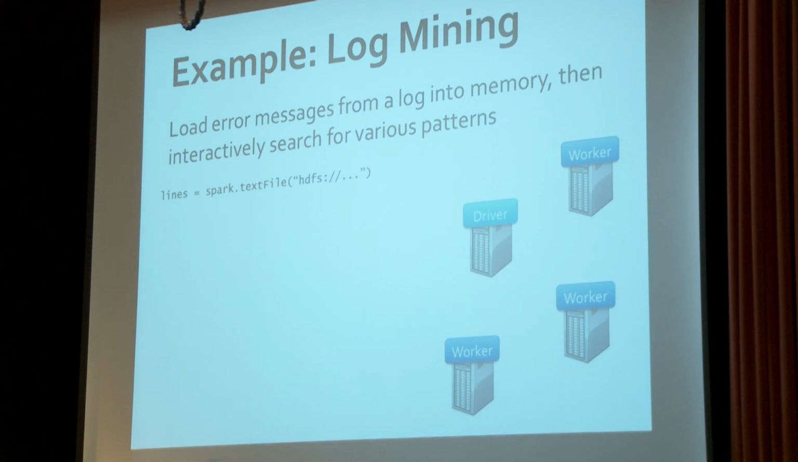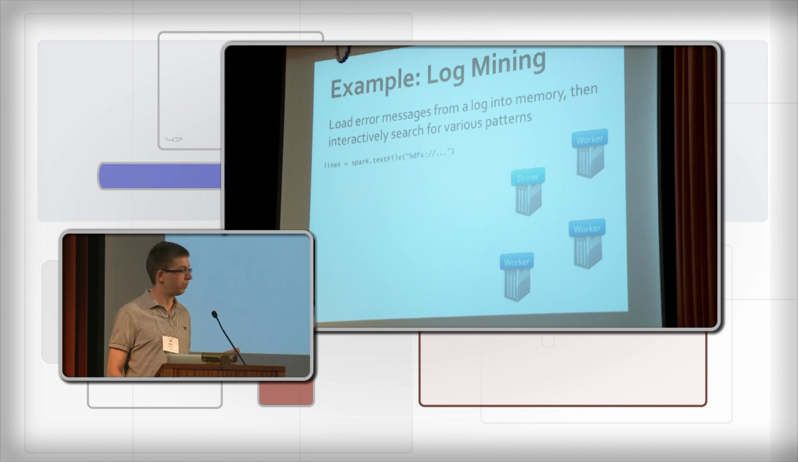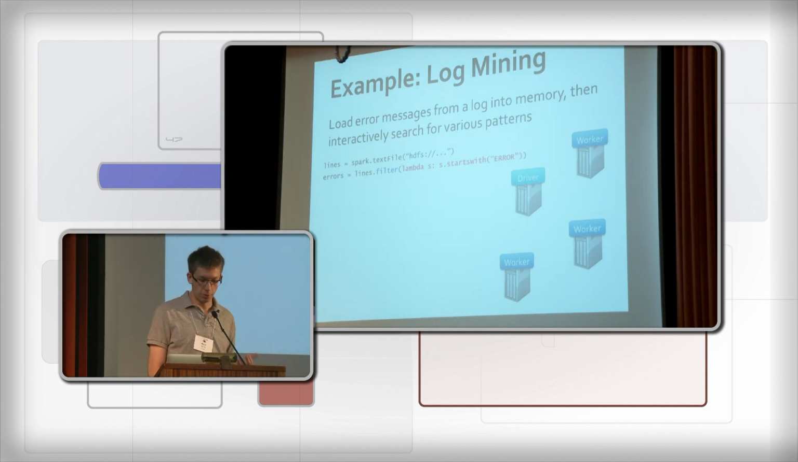So first thing we'll do is create an RDD called lines, which is a text file in the Hadoop file system, HDFS. You can just read directly from HDFS. This is going to be our base data set, and it's going to be a collection of strings, one for each line in the log file. Next, we're going to do a transformation. We're going to filter out the lines that start with error.